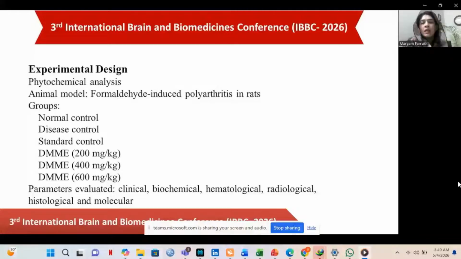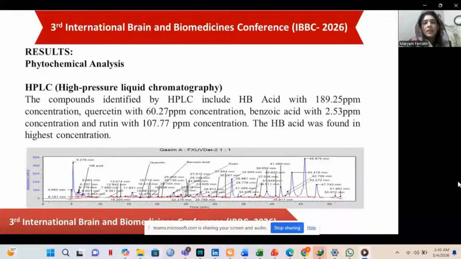The first one is the result of phytochemical analysis in which we performed HPLC and GCMS. HPLC stands for high pressure liquid chromatography. It is a quantitative analysis in which we determine the quantities of different compounds. In my plant extract, HP acid, rutin, benzoic acid, and quercetin were identified. The HP acid was found in highest concentration. The results are shown in the chromatogram of HPLC.